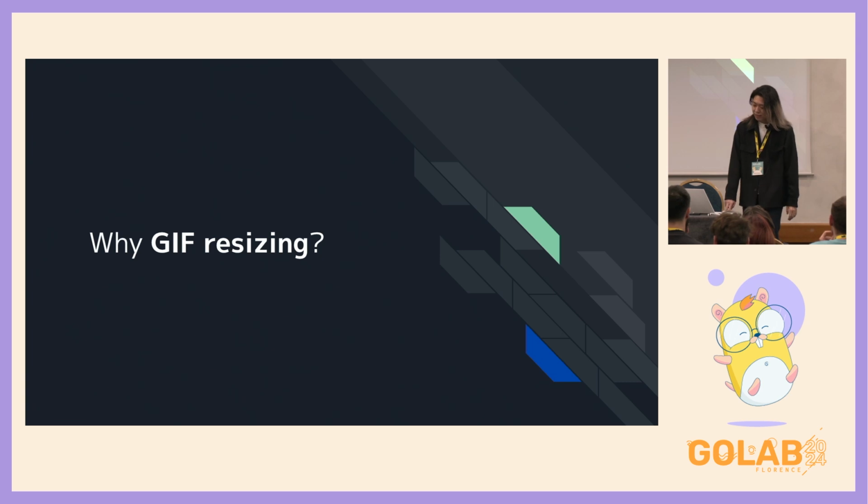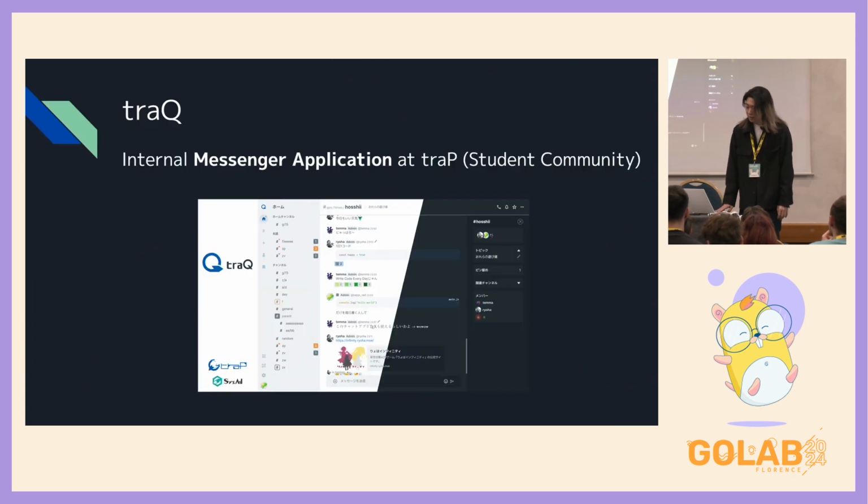For me, it came up when I was working on animated icons and animated stamps for social networking services. This is Traq, an internal messenger application at traP. traP is a CS student community in the university, which I have been actively involved in for years. During that time, I had an opportunity to act as a backend maintainer of Traq. Traq is inspired by Slack, but specialized to our needs.